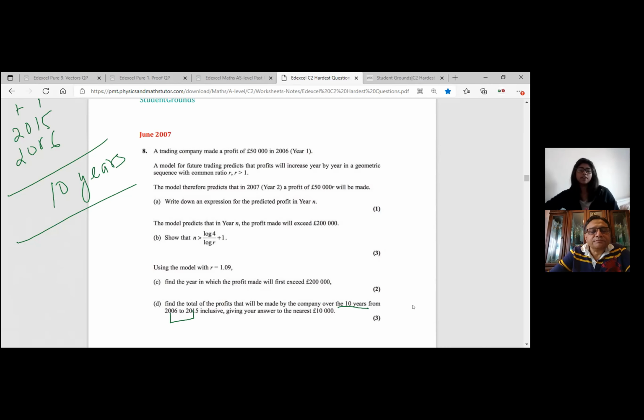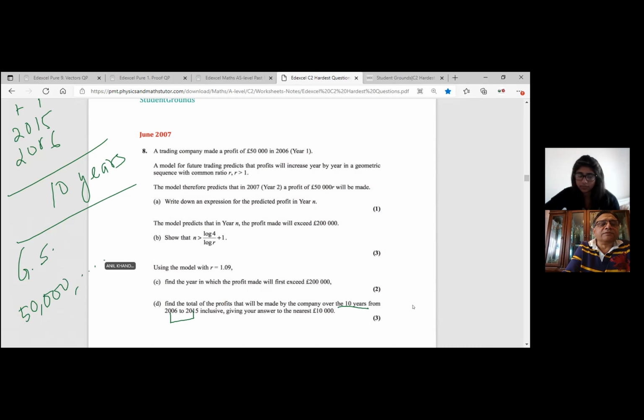Okay. Part D. Find the total of the profits that will be made by the company over the 10 years from 2006 to 2015 inclusive, giving your answer to the nearest £10,000. So basically, we now know that it is a geometric series. So now we are using this as a geometric series, correct? Where a, the starting term, is 50,000.